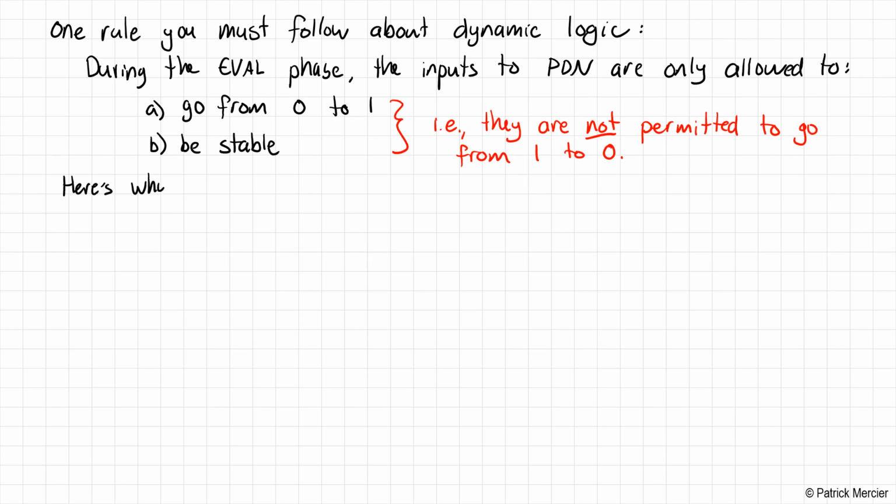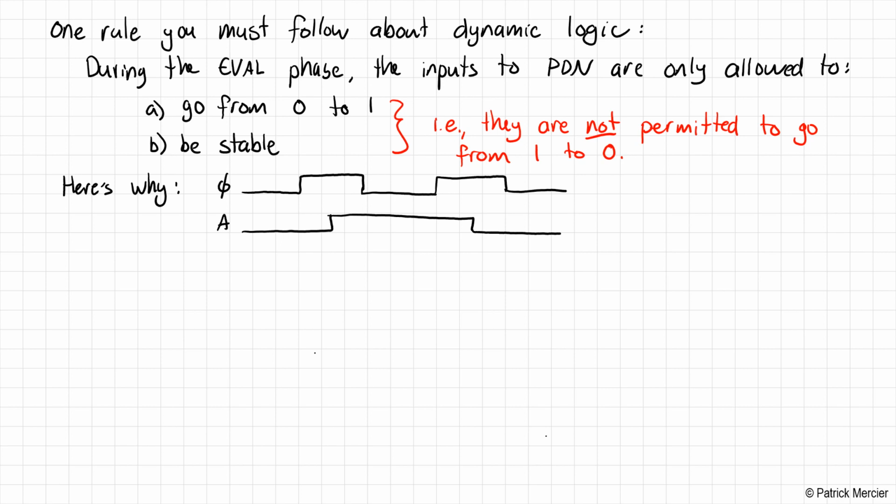So here's why. Okay, and again, as I suggested, we are going to draw a timing diagram to understand this. Okay, so let's imagine that this is phi, we're 0, 1, 0, 1, back to 0. Okay, and let's imagine we have an input A and it goes like so, and then it does something like this. Okay, so that's actually breaking our rule. So remember, oops, I'm just going to, I don't know how that happened.